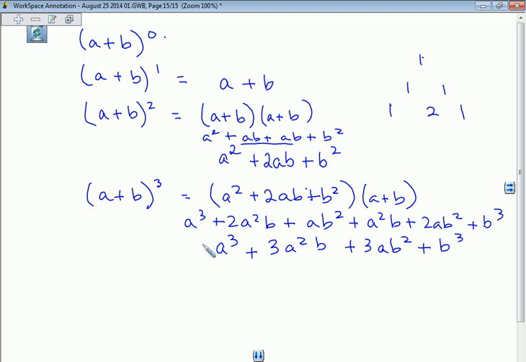Let's look at the coefficients. What are they? 1, 3, 3, 1. Do you see my triangle I'm forming up here? This is Pascal's triangle. What's the next line? It would be 1, 4, 6, 4, 1.